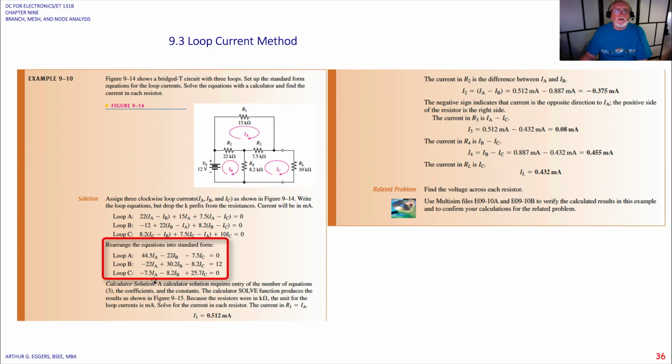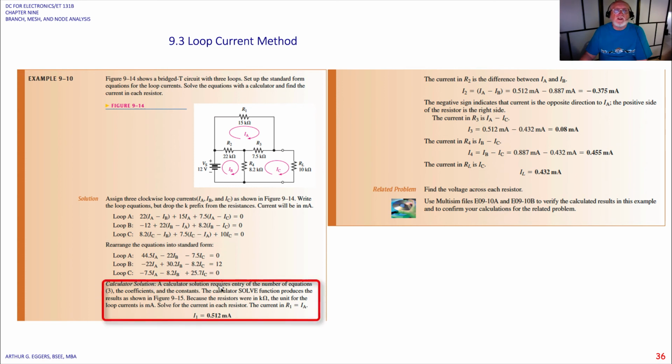It talks down here about a calculator solution. A calculator solution requires entry of the number of equations, in this case 3, the coefficients, and the constants. The calculator solve function produces the result as shown. Because the resistors were in the k ohm region, the unit for the loop currents is in milliamps. Solve the current for each resistor. Okay, so we end up with the current in R1 equal to A, and since that is also current 1, that gives us 0.5 milliamps or 0.512 milliamps.